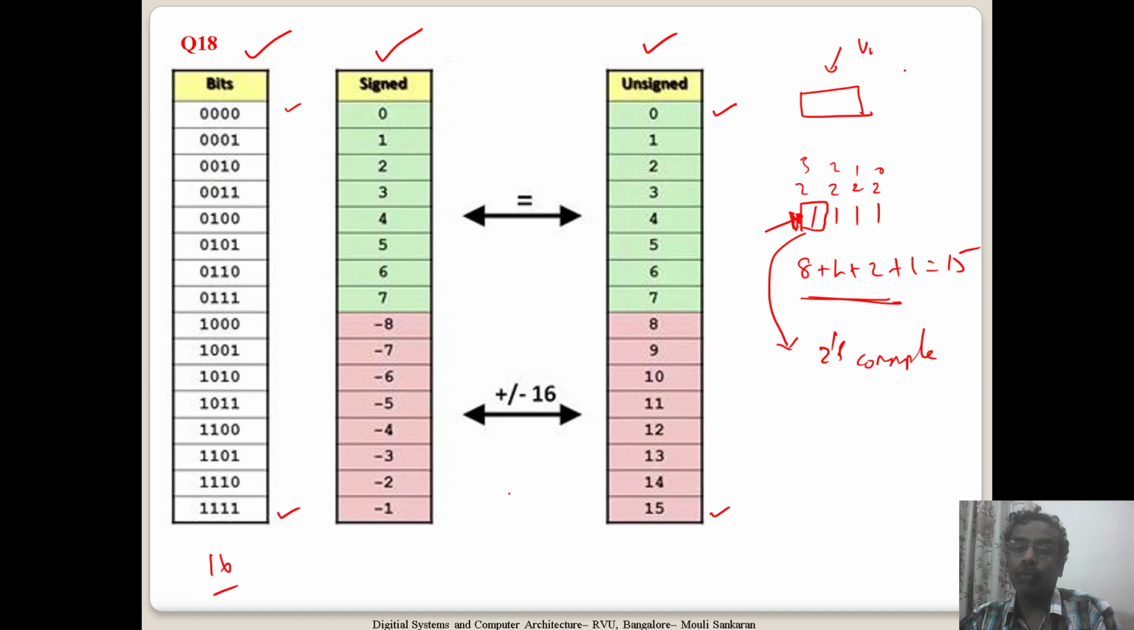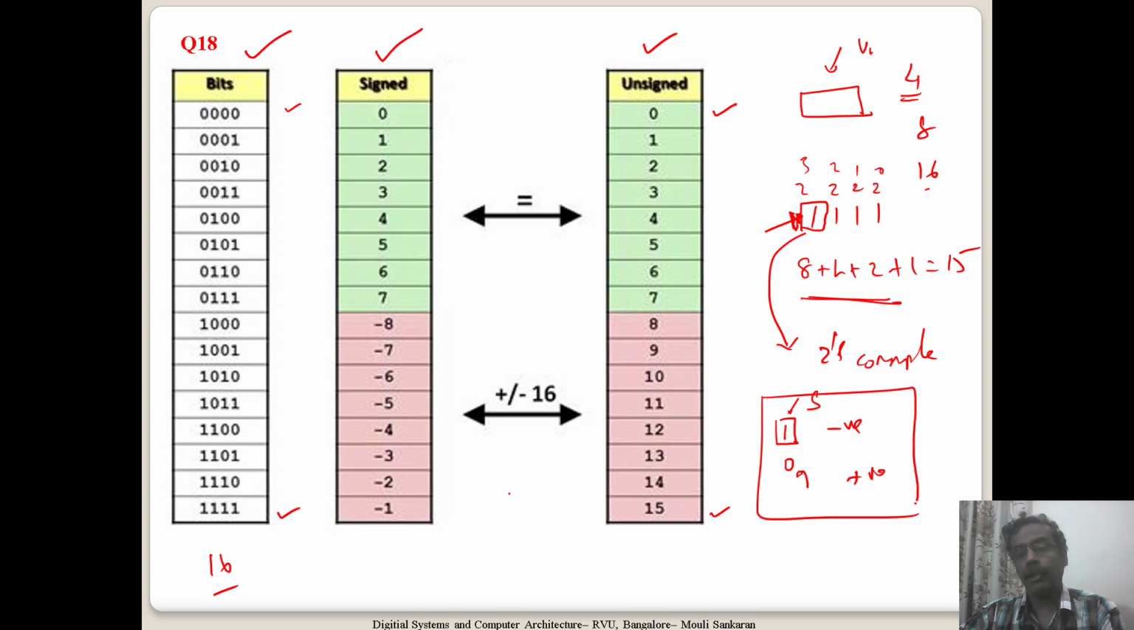I will say that it's either a 4-bit signed number, or an 8-bit signed number, or a 16-bit signed number. Based on that, you have to see whether the MSB of that particular number is 1 or 0. If it is 1, it's a negative number. If it is 0, otherwise, it's a positive number, provided I say that it's a signed representation.